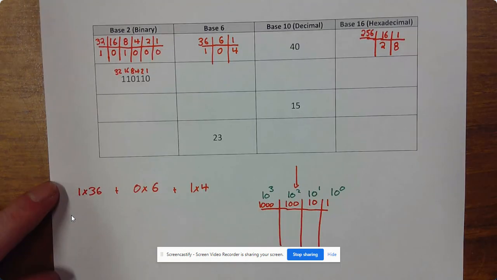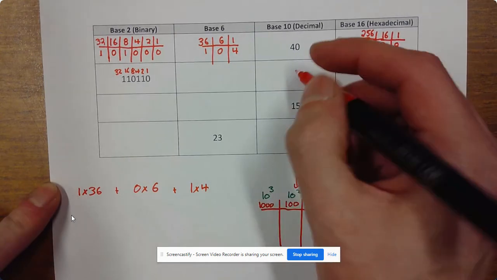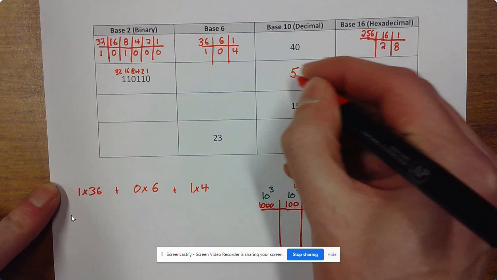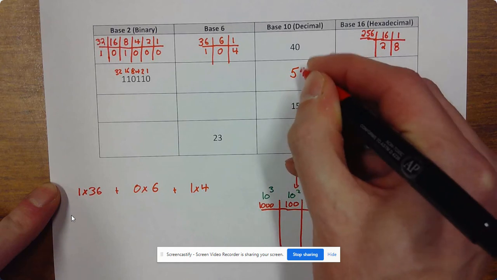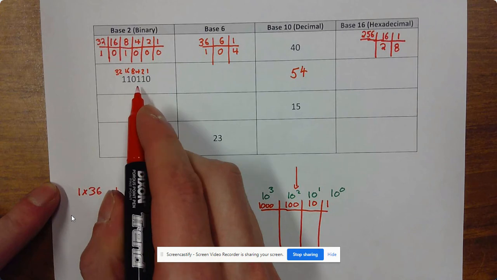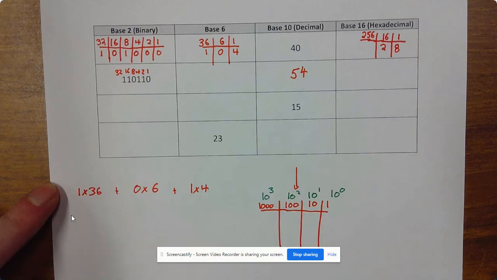But you can see each column is either a 1 or a 0. So if I'm converting this back to base 10, I think it's easiest to work in decimal. I've got 1 times 32 is 32, plus 1 times 16, so now I'm up to 48. 0 times 8 is nothing, plus 1 times 4 is 52, plus 1 times 2 is 54. So 110110 in binary, 32, 16, 4, and 2 is going to add up to 54.